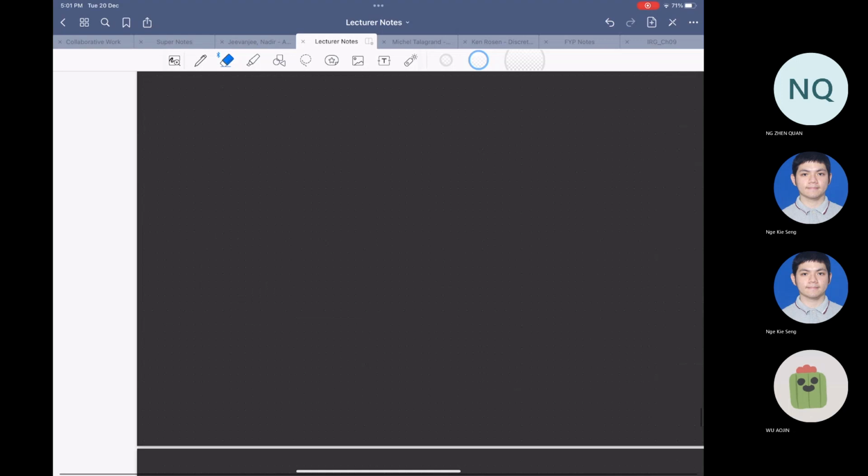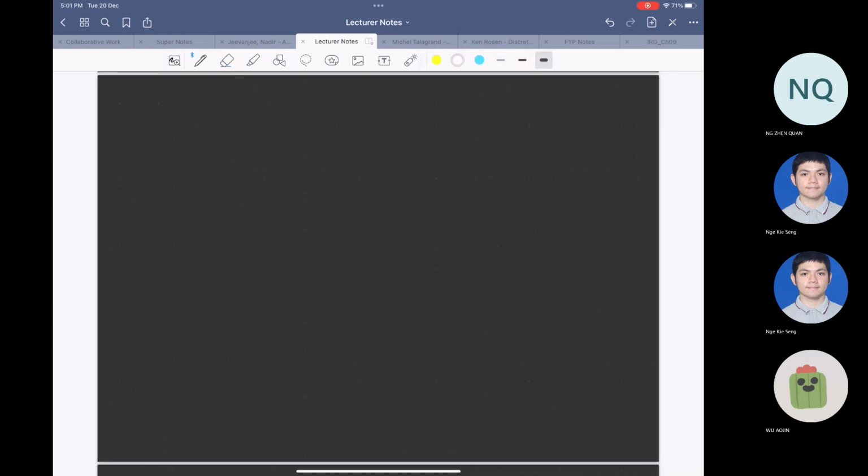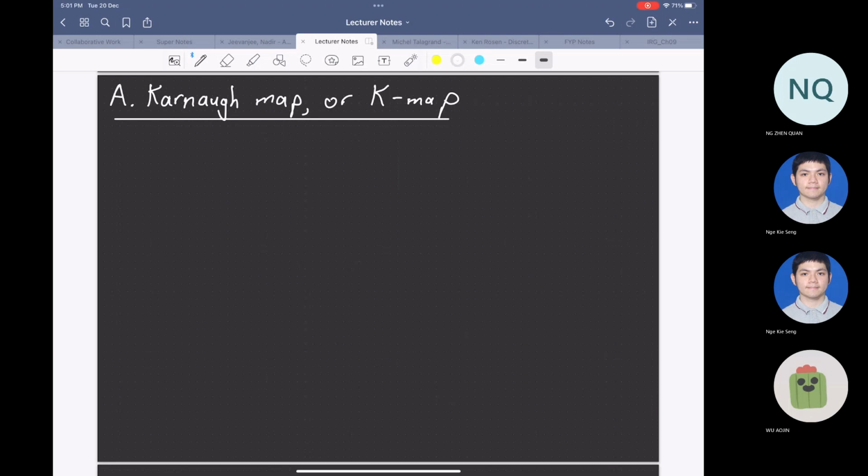Let's write something here. What we will learn today, the new thing you will learn, is called a Karnaugh map, or we call it a K-map. This is the first algorithm. The second algorithm is not too far different from this; it's just using a different description. So you have to understand this algorithm first, and then later we will see the second algorithm. So what is a Karnaugh map?